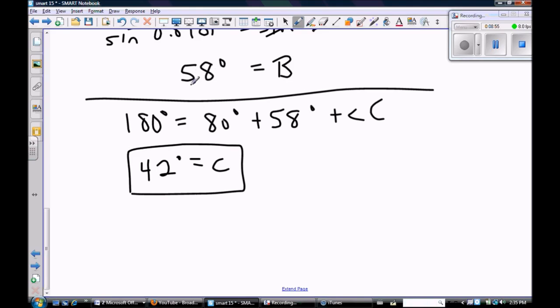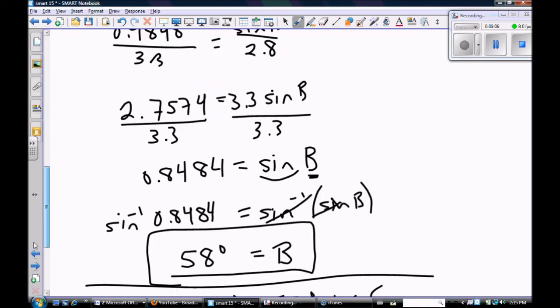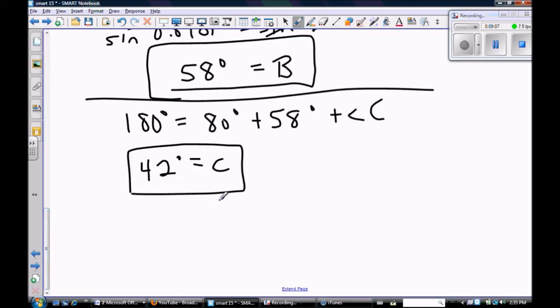Now, if this was a test or something for marks, you might want to use the sine law to find C, and then just make sure you have the right answer by checking that they add to 180. But if you're confident in your work, you're confident in your work, right? So it all depends. So I hope that helps. That's a pretty straightforward sine law, cosine law question.